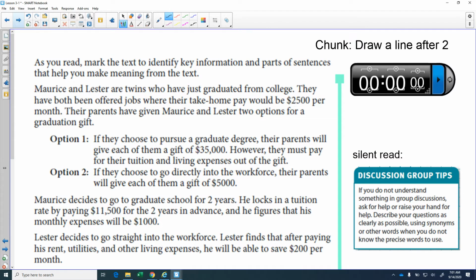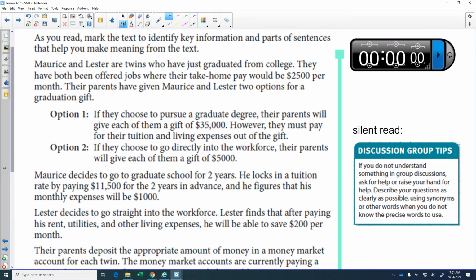So we have this specific problem here, okay? And to really understand this lesson, we're going to need to understand this problem in general. So let's go through a couple of things. Maurice and Lester are twins who have just graduated from college. They have been offered jobs where their take-home pay would be $2,500 per month.